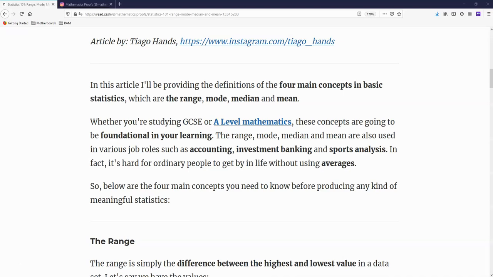The range, mode, median, and mean are also used in various job roles, such as accounting, investment banking, and sports analysis. You can say it's hard for ordinary people to get by in life without using averages. Alright, without further conversation, let me talk about the range, mode, median, and mean, and their specifics.